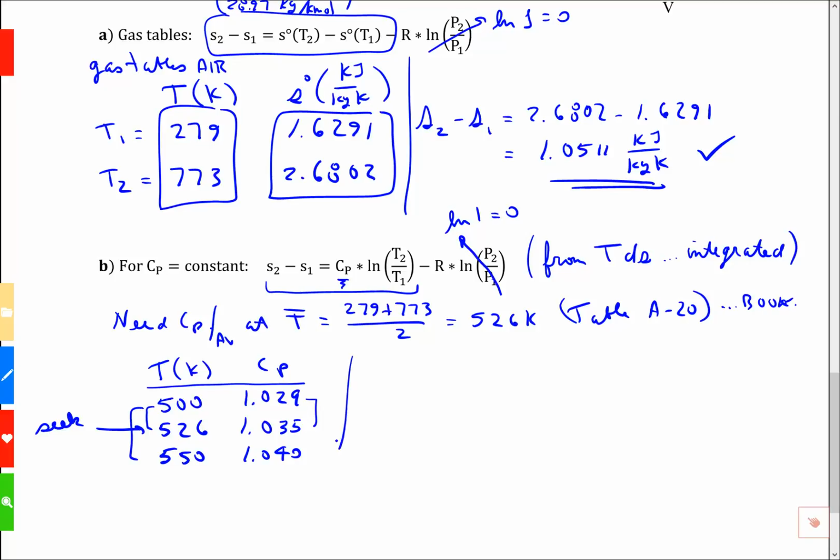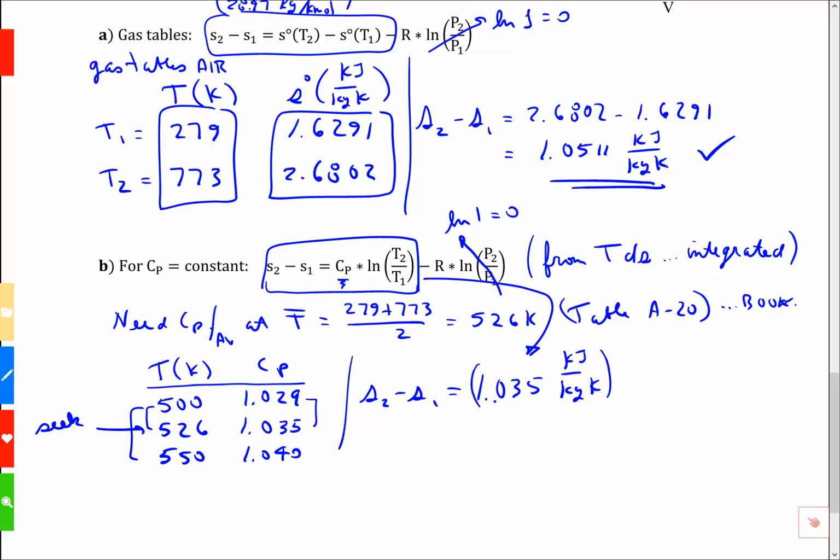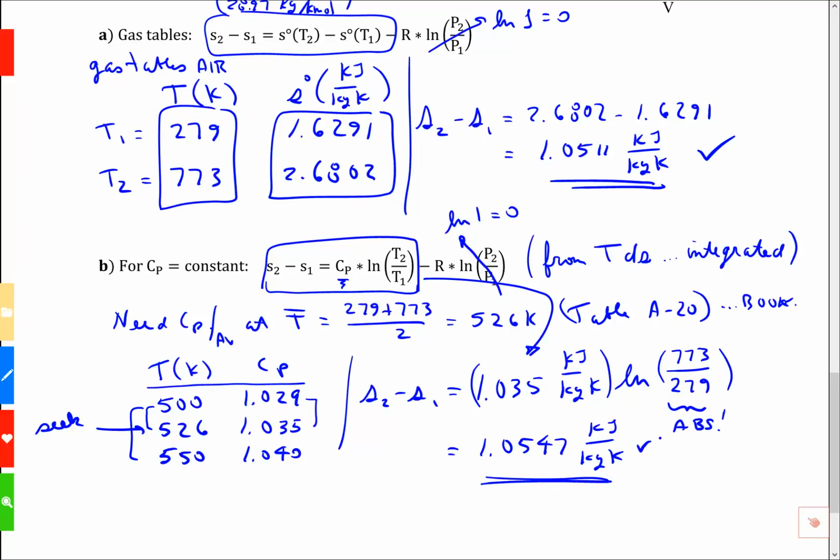All right, to actually compute the delta S then, S2 minus S1, coming from this relationship, it's going to be the average specific heat, which is 1.035, and the units are kilojoules per kilogram per Kelvin. And then the natural log of the temperature ratio, T2 is 773, T1 is 279, and these must be absolute temperatures. And when I compute that, I got 1.0547, and again that's in kilojoules per kilogram per Kelvin, the units of entropy. And that is responsive to part B.